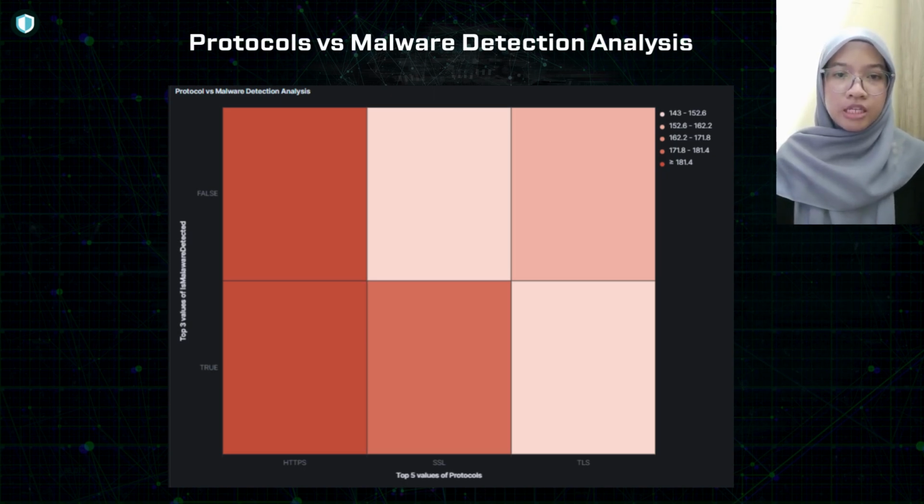For example, in this heat map, the darker red in the TLS protocol, when malware detection is true, might indicate that while TLS is widely adopted for secure communication, it can sometimes be exploited by attackers to deliver malware in encrypted traffic, making it harder to detect.